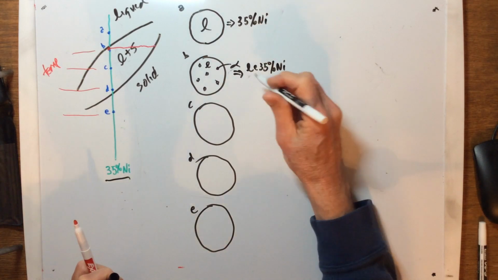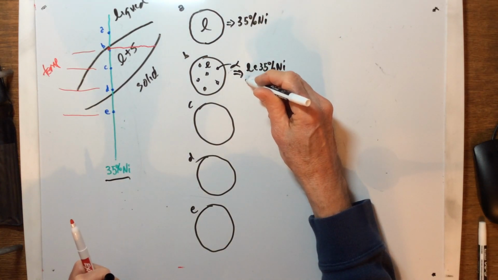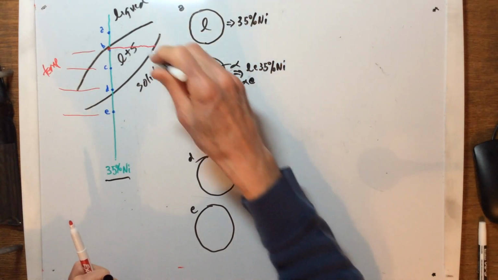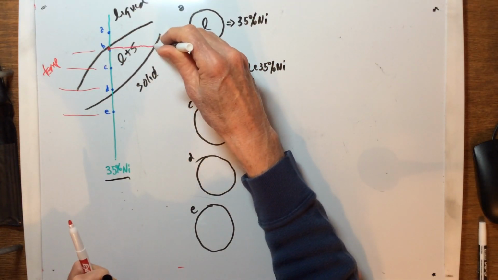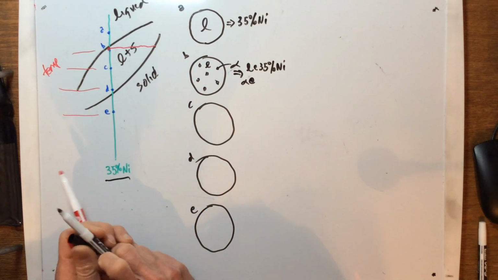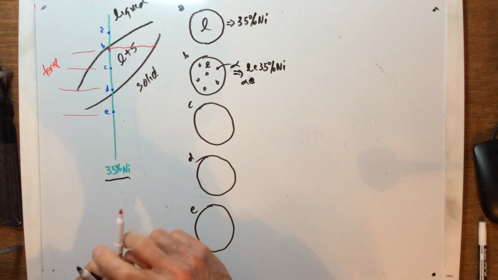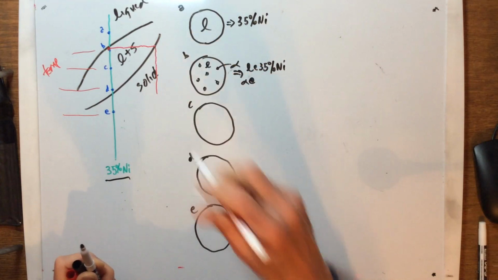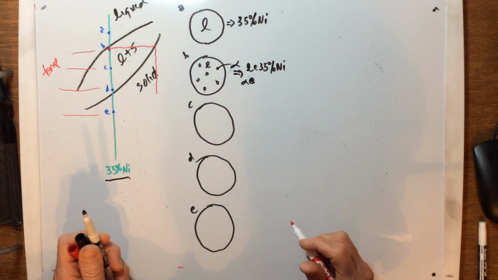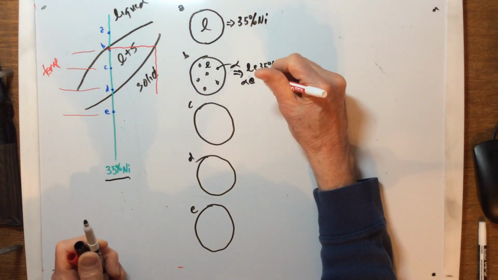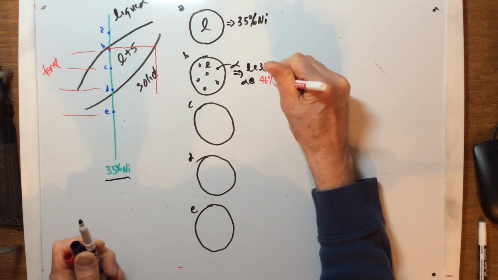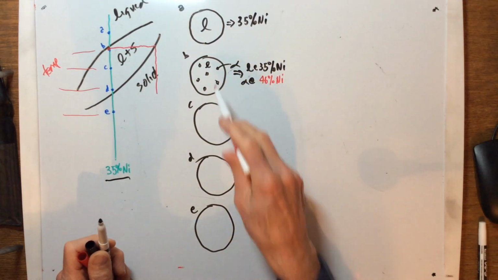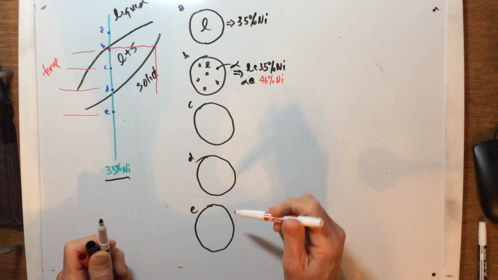nickel. And the solid, or the alpha, is going to be at, well, we have to draw this tie line, and wherever it intersects here, we'll come up with some composition, and let's just call that 46%. So this will be 46% nickel. The alpha solid is at 46% nickel, and the liquid is still 35% nickel.